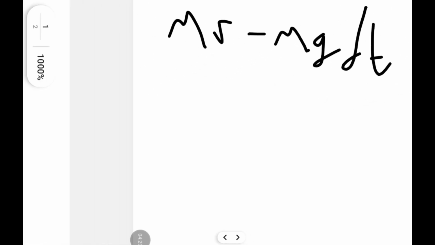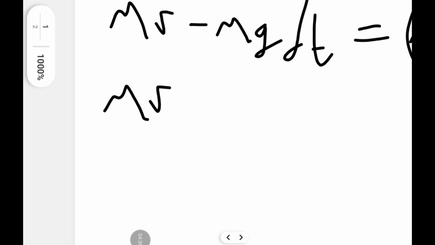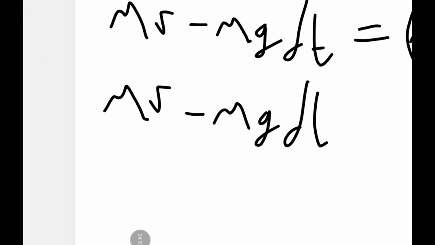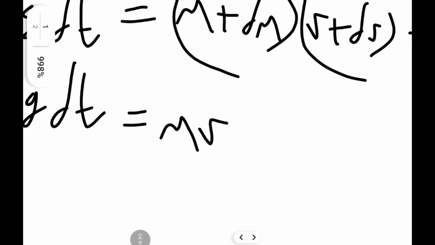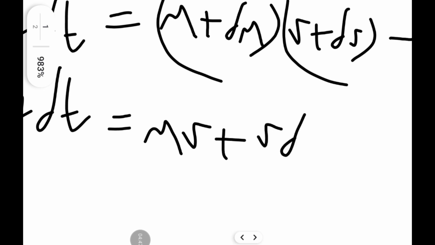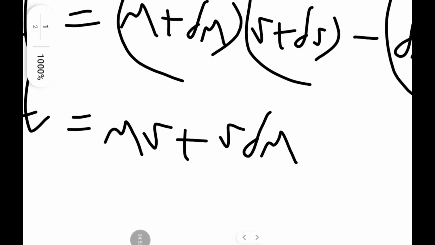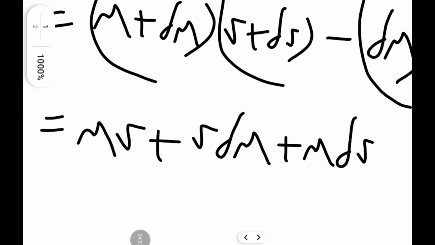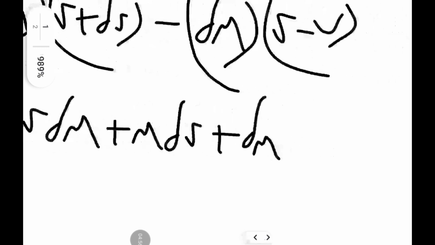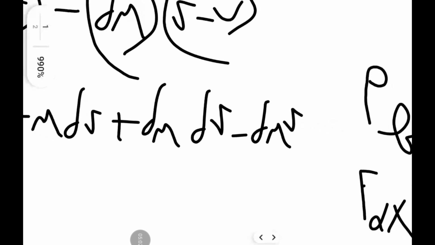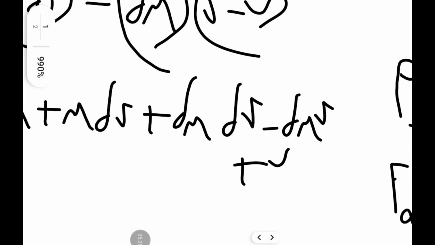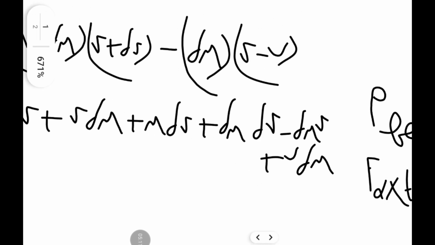Now, if we look at this, what we can actually see is we're going to multiply it all out and collect terms. So minus mv, minus mg dt is equal to, expand those brackets, so it's going to be mass times velocity plus dm plus m dv plus dm dv, and then it's going to be minus dm v, plus u dm. I apologize, it's not very clear there. But yeah, you have minus dm dv, and then that. And what we're going to do is we're going to cancel.